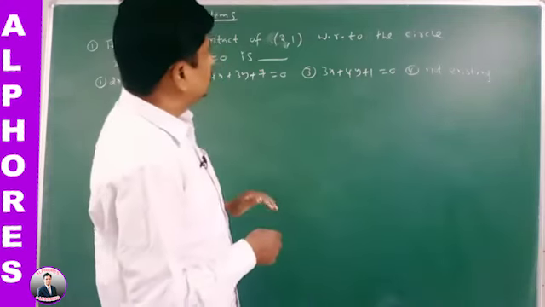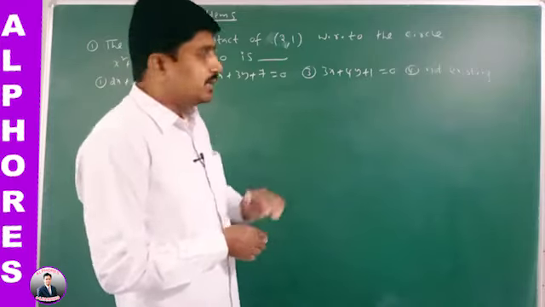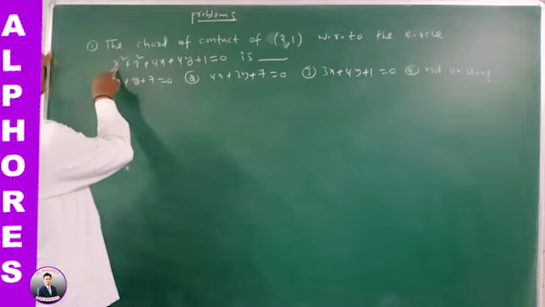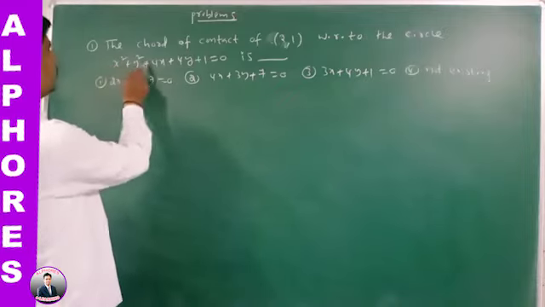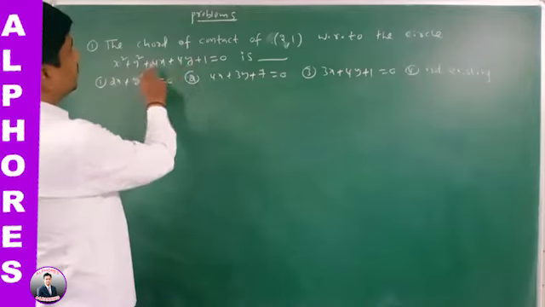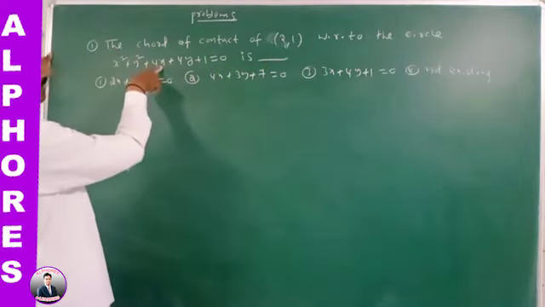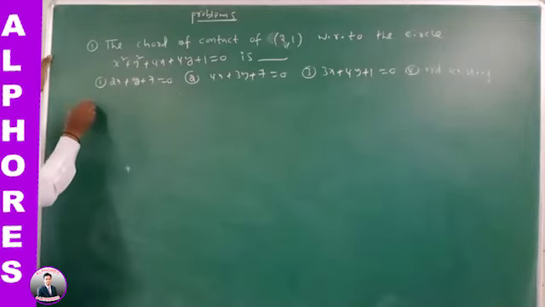Here (2, 1), check the S11 value. S11 is 4 plus 1, 5, so complete with plus terms. Therefore the S11 value is positive. Therefore (2, 1) lies outside of this circle, so the chord of contact exists. Therefore the equation of the chord of contact of P.